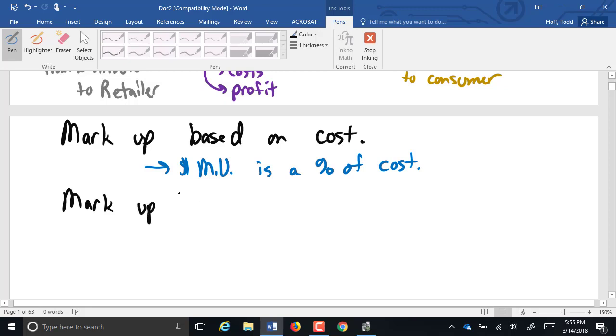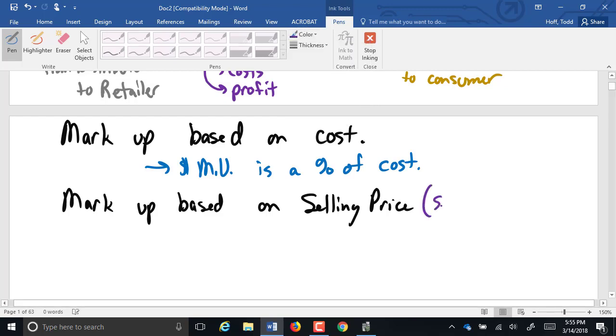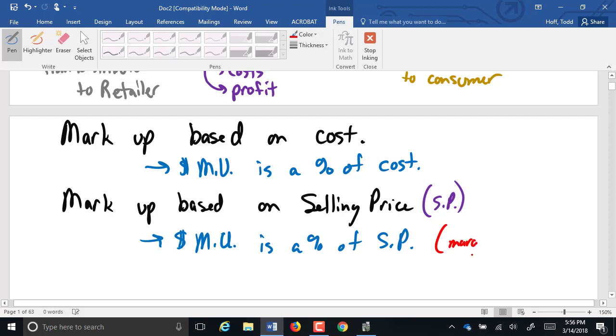Then there is markup based on selling price. You're going to see selling price abbreviated SP for most of the rest of the night. This is where the dollar markup is a percent of the selling price. This is often referred to as the margin or the profit margin.